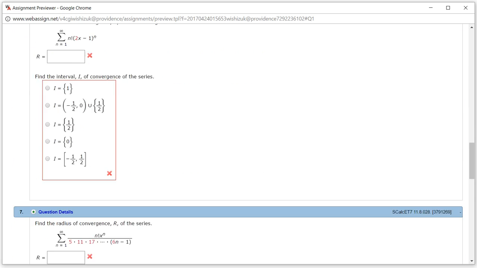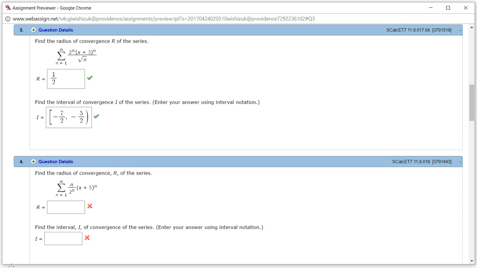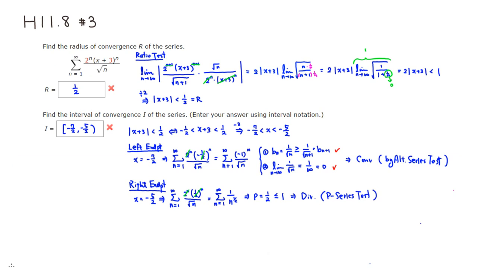Let's check the answer. Submit for testing. It looks like we got the radius of convergence and interval of convergence correctly. That's it. I hope that this was clear.